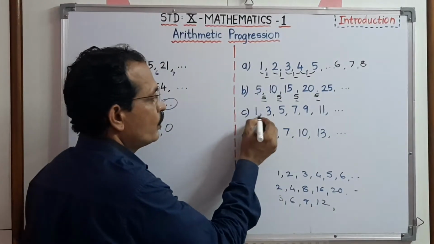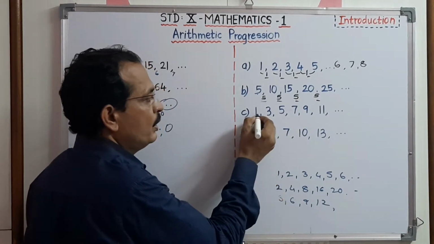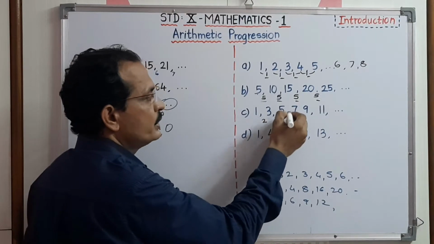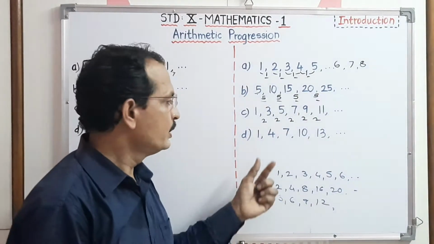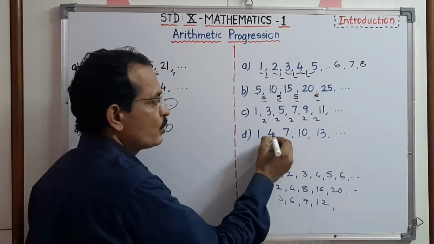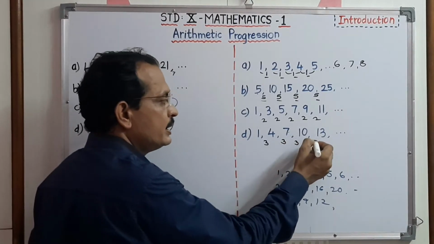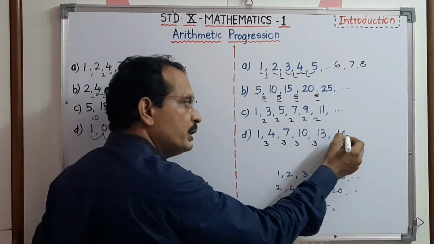Now see here 1, 3, 5, 7, 9 and 11. Here the difference is 2. Here the difference is 2. Here the difference is 2, 2, 2. Like this. Now see here 1 and 4. Here it is 3. 4 and 7. Here it is 3. 7 and 10. It is 3. It is 3. Can we find out the next number? Yes, definitely it will be 16.